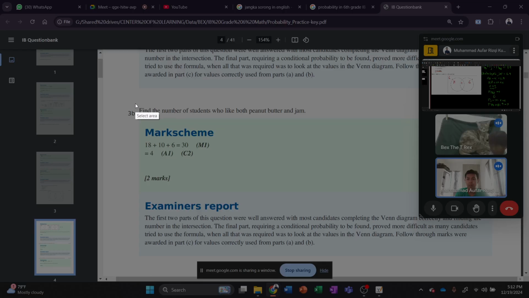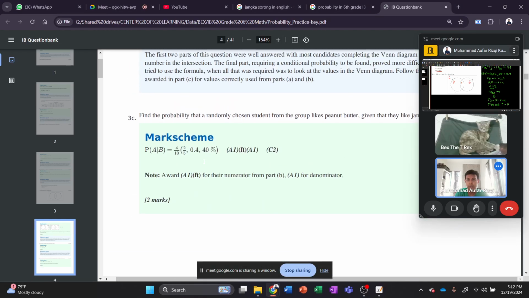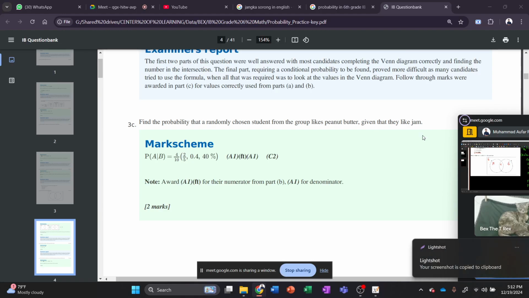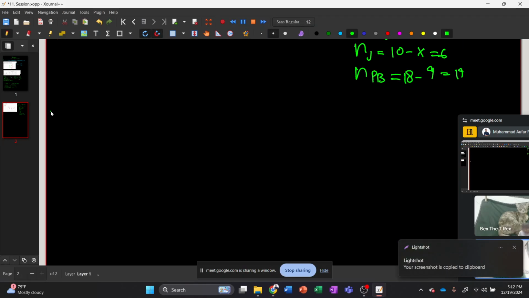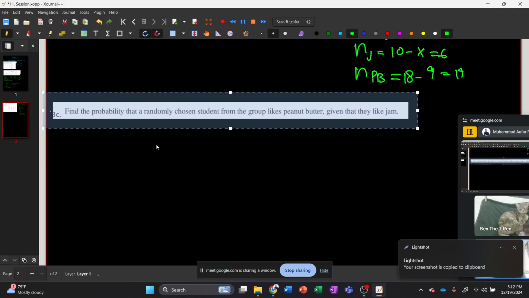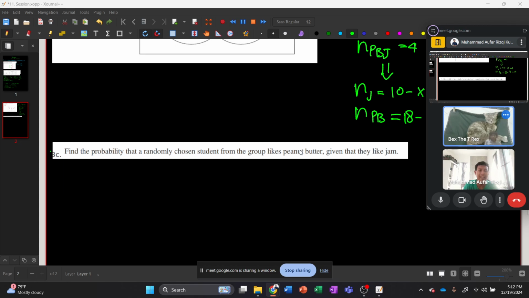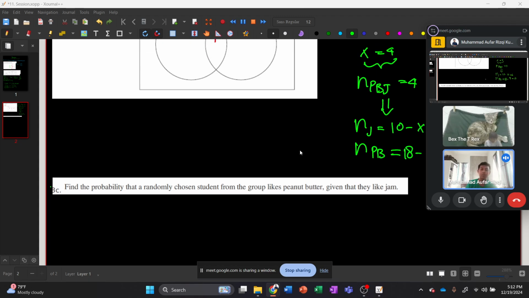Now I want you to do the probability. From this diagram, I want you to find the probability that a randomly chosen student from the group likes peanut butter, given that they like jam. This is quite difficult. Find the probability that a randomly chosen student from the group likes peanut butter, but you know that they like jam.